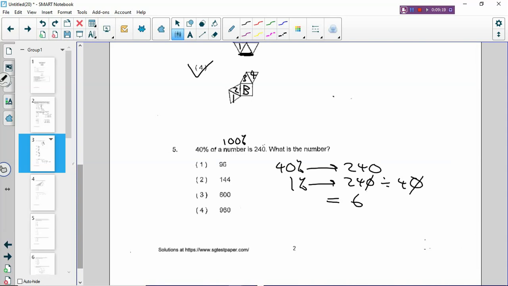And then you want to find 100%. So your 100% will be 100 times 6. So what is the number? The number is 600. Answer number 3.